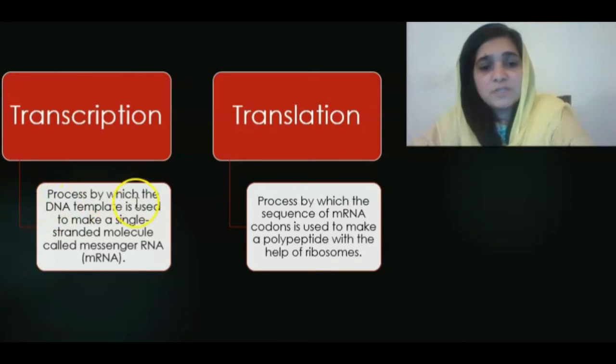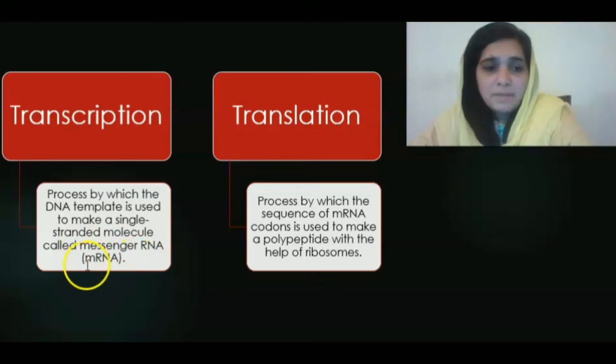Transcription is a process by which the DNA template, as I have already discussed, is used to make a single-stranded molecule called messenger RNA, mRNA. So, what is translation? It is the process by which the sequence of mRNA, the mRNA that is formed during transcription, the mRNA codons, is used to make a polypeptide with the help of ribosomes.